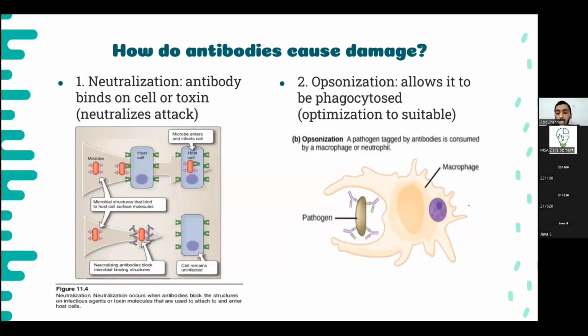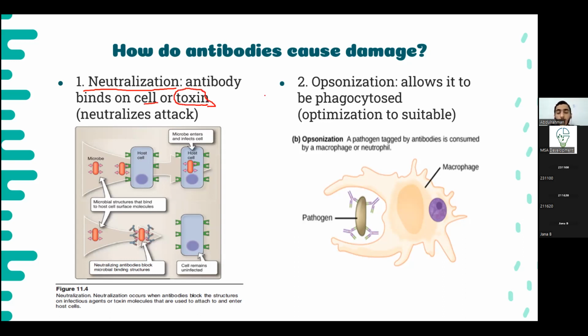So how do antibodies cause the damage? Now, also you need to basically take the general idea of each one of the mechanisms of attack. So neutralization, what does that mean? It means that the antibody is going to bind on the cell or the toxin to neutralize it. When you're neutralizing it, basically you're making it ineffective, so it can't cause any harm anymore. So you neutralized it. Okay, so neutralization, you bind on the cells or the toxins.